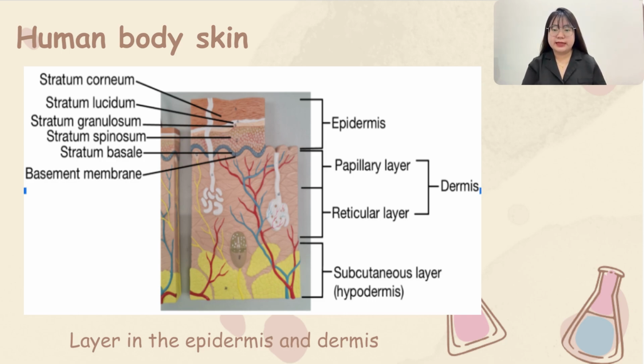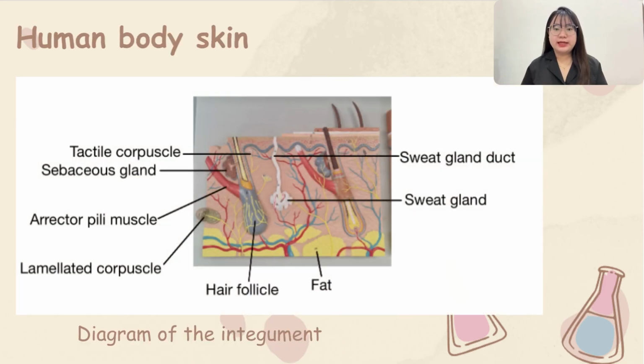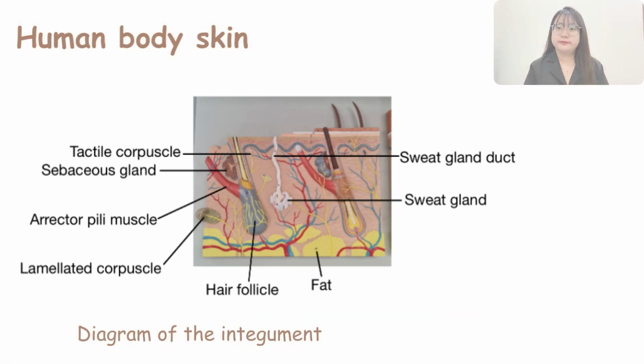The dermis is the second layer of the skin, situated beneath the epidermis. It can be divided into two distinct regions, the papillary layer and the reticular layer. And there is the subcutaneous layer which is located at the bottom. In our skin layer, we also have many components. You can see the most significant components such as sweat gland duct, sebaceous glands, tactile corpuscle, erector pili muscle, and so on. In my slide, I have labeled them for you guys to easily understand.